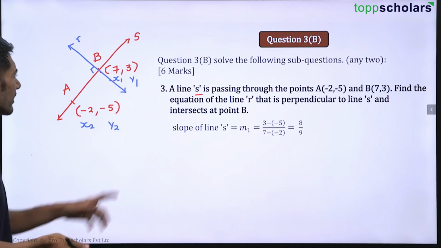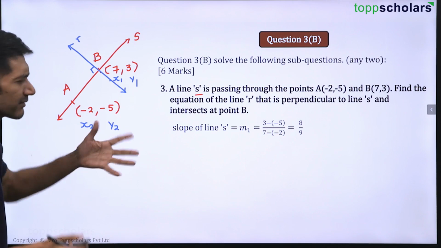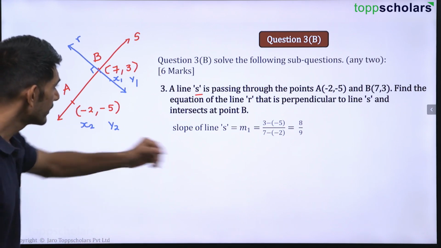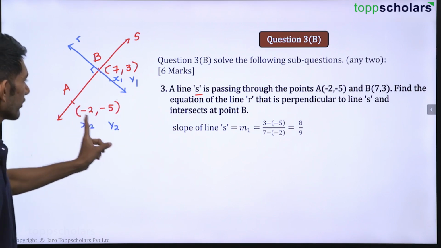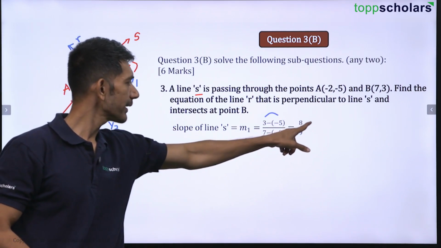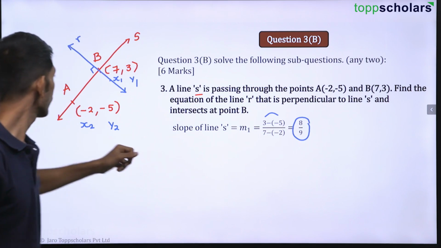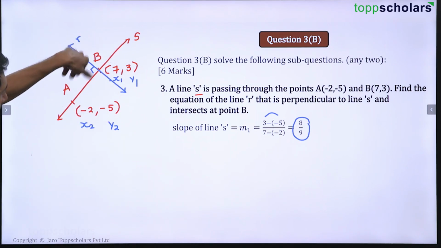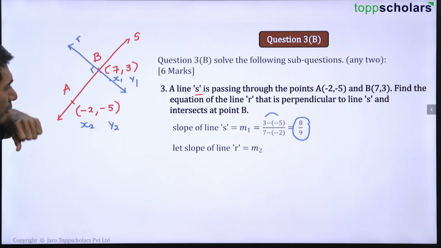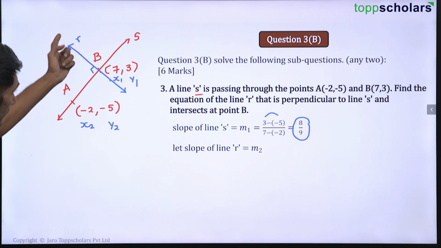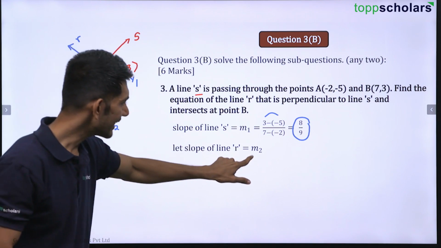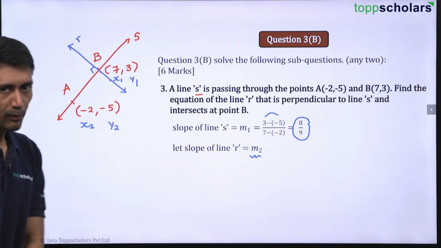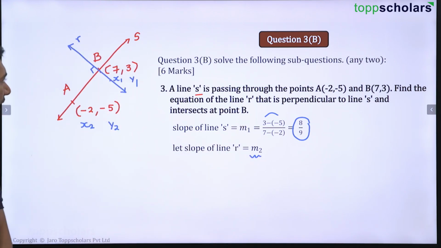Or you can also take y1 minus y2 by x1 minus x2. Doesn't matter, your choice. So 3 minus minus 5 by 7 minus minus 2. That gives you 8 by 9. So 8 by 9 is the slope of this particular line S. Now once we get the slope of the line, we don't know the slope of line R, so we can take that as M2. See, M1 is slope of line S, M2 is slope of line R.